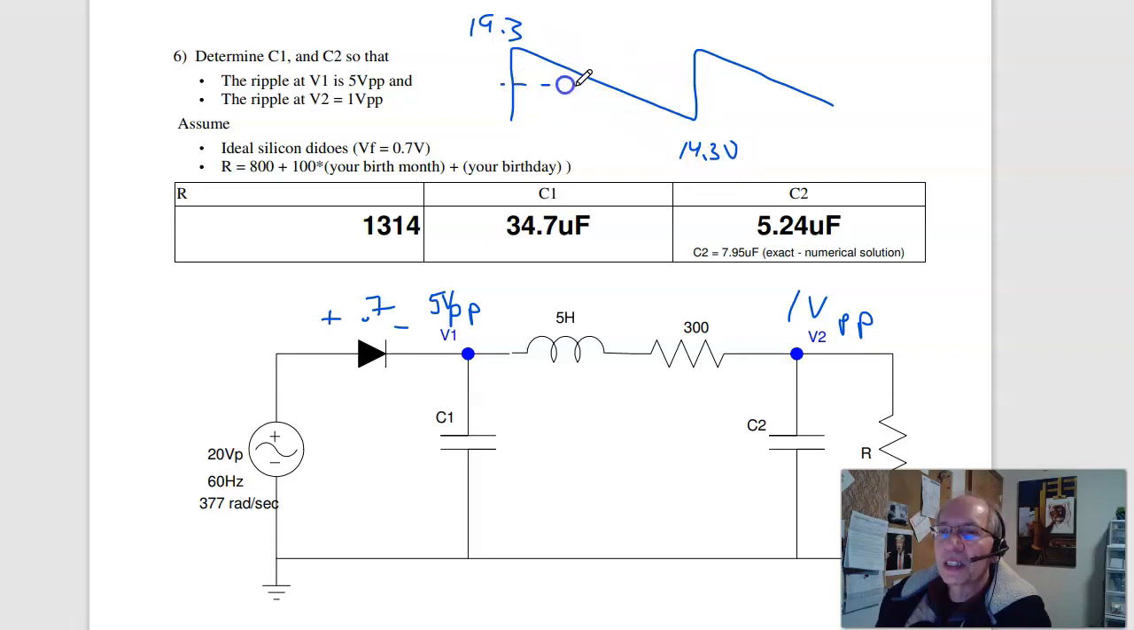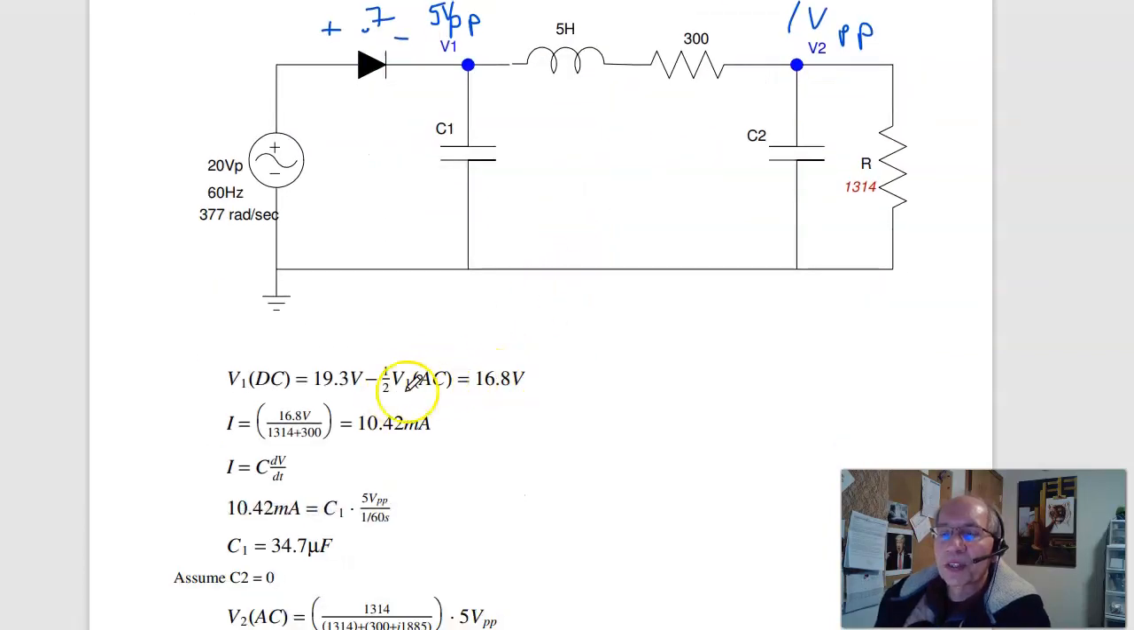The DC level is the average. DC level is 16.8 volts. From that I can find the current. 16.8 volts over the total resistance is 10.42 milliamps. From I equals C dV/dt, I can find C1. C1 should be 34 microfarads.